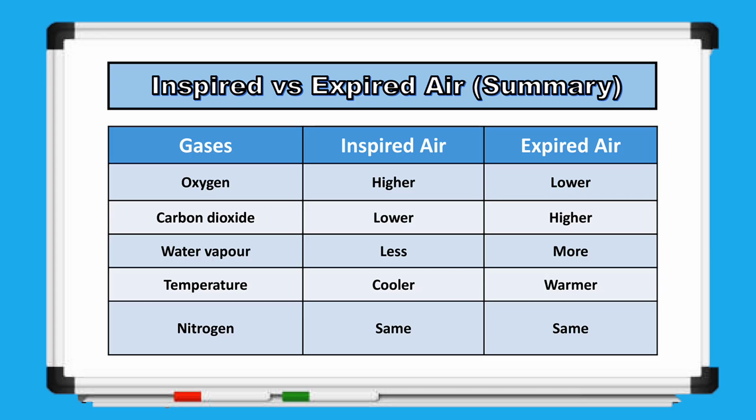In inspired air, the amount of oxygen is higher, whereas in expired air, the oxygen level is lower because it is used by the body during respiration. On the other hand, carbon dioxide is lower in inspired air but higher in expired air, as it is produced in the body and released during exhalation. The amount of water vapor is less in the air we breathe in but greater in the air we breathe out, since the exhaled air picks up moisture from the respiratory tract. Similarly, the temperature of inspired air is cooler, while expired air is warmer due to the body's internal heat. Lastly, the proportion of nitrogen remains the same in both inspired and expired air, as nitrogen is not involved in any respiratory process.